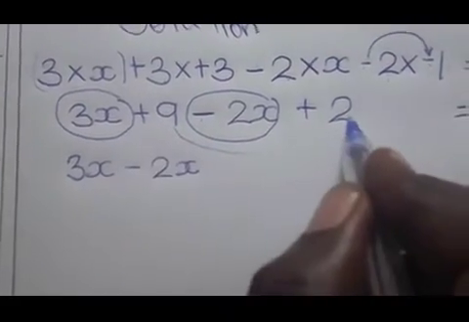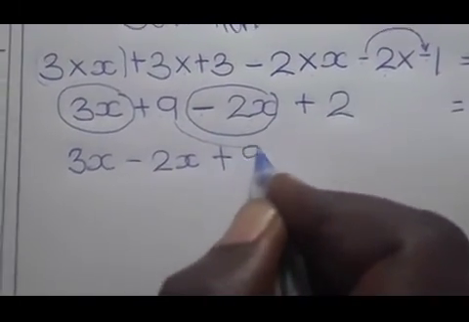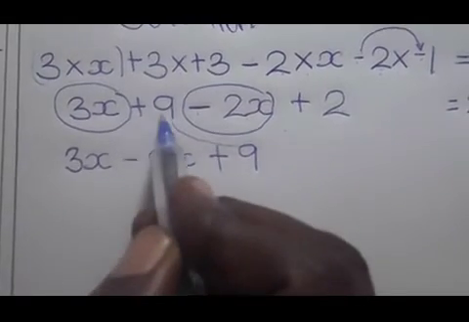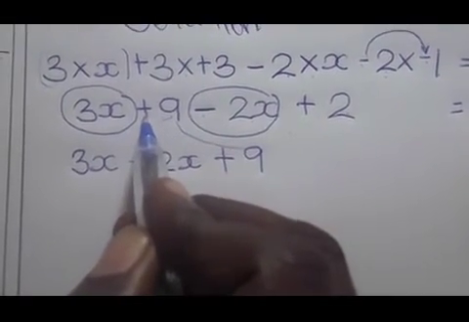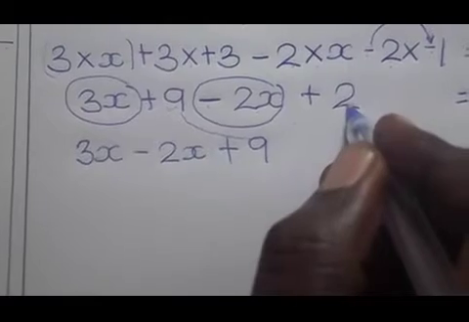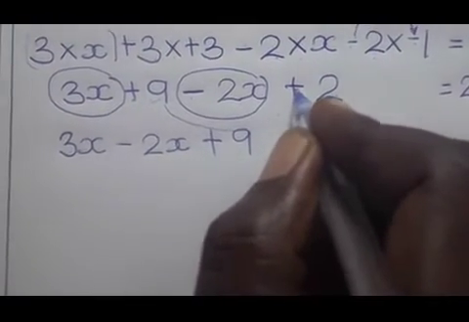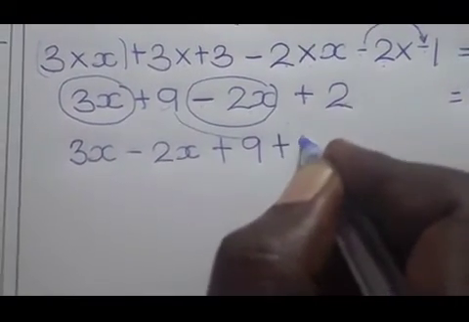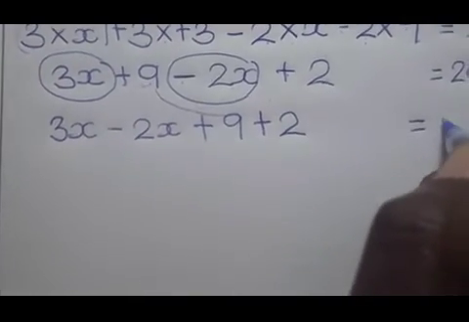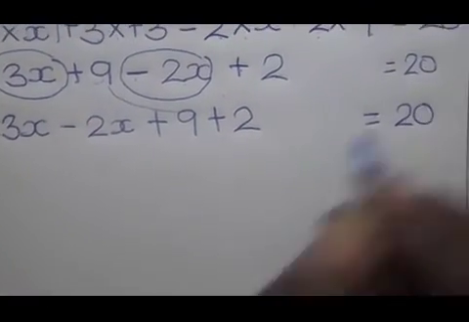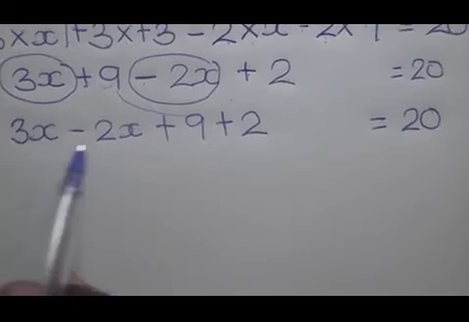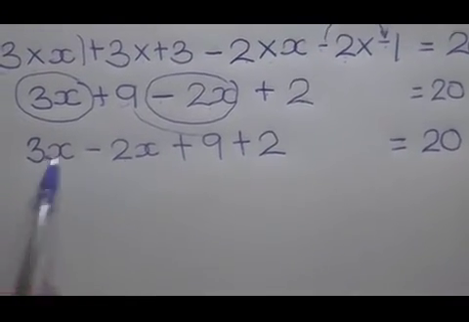Now we go to these ones. That is plus 9. Why plus 9? 9 has plus before it. Now you also bring the 2. 2 has a sign in front of it. You say plus 2 equals 20. This side, 20. Now, these ones are like terms. We can subtract them.